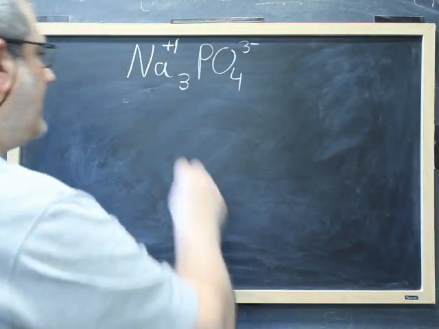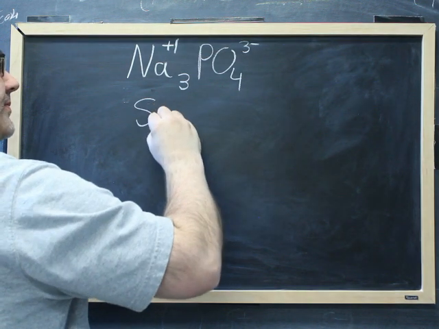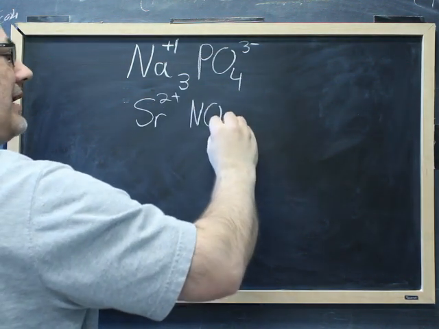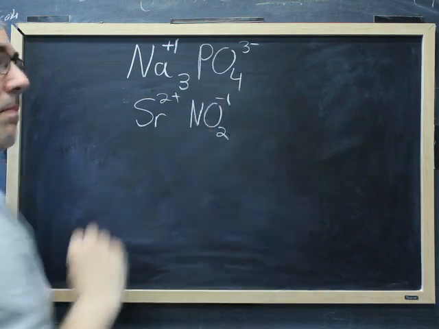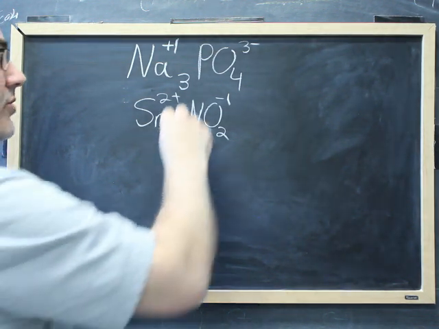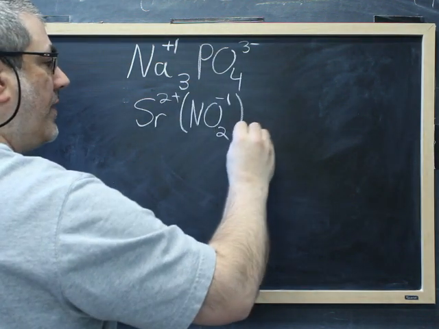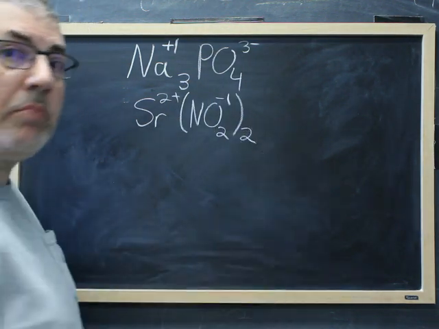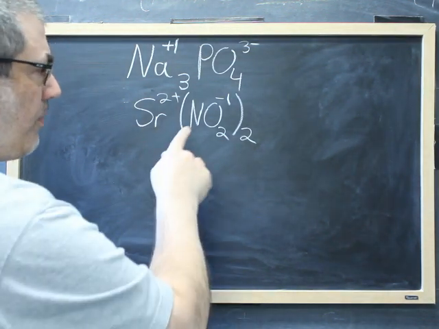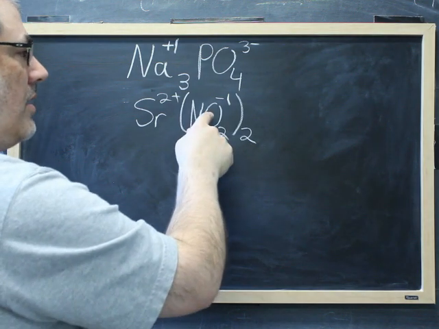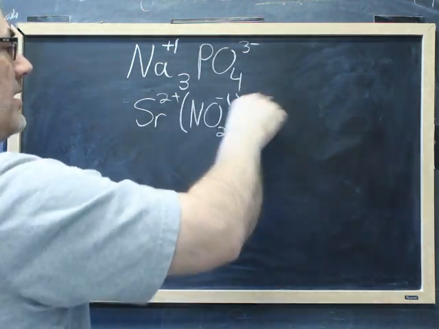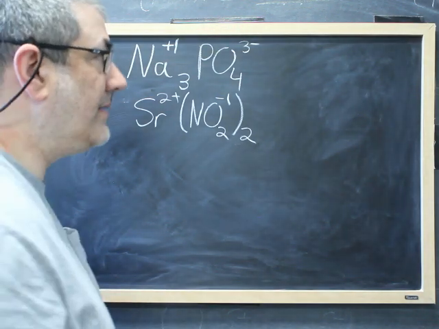Strontium nitrite. Strontium is a +2 cation. Nitrite is NO2 -1, +2 -1, so I need 2 of the nitrites. Because it's polyatomic, we put it in parentheses. If you left off the parentheses, it would be NO22, right? In other words, you need to distinguish that it is the 2 of the nitrites.